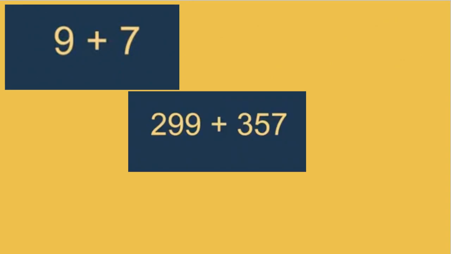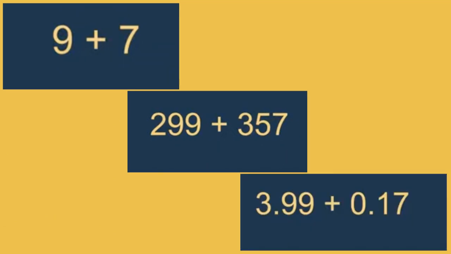You could stack an equation like 299 plus 357 and do it the traditional way, but it's much friendlier to take 1 away from the 357 and do 300 plus 356. Then when students are moving to decimals, which can be tricky, instead of seeing it as 3.99 plus 17 hundredths, they could move 1 over and it would be 4 plus 0.16. A much friendlier equation to work out mentally.